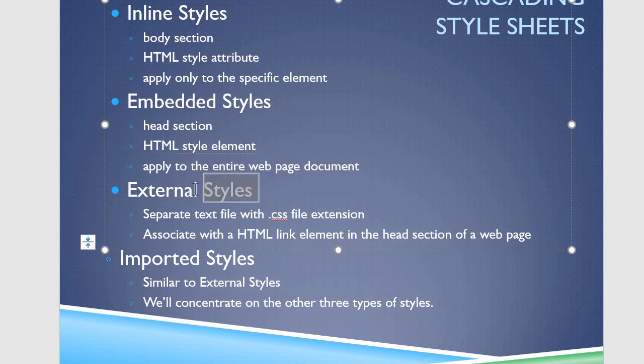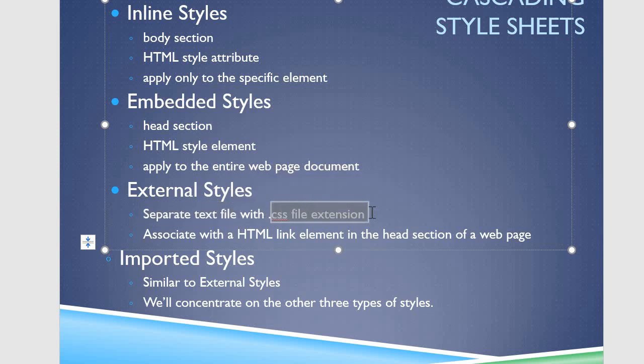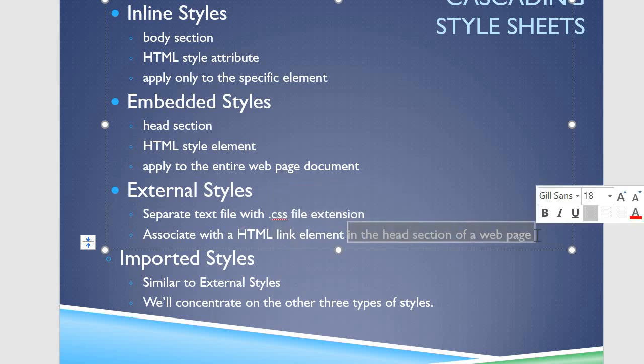Then the other type of style sheet, the external style sheet. It is a separate text file with the .css file extension. It is associated with the HTML using the link element in the head section of a web page.